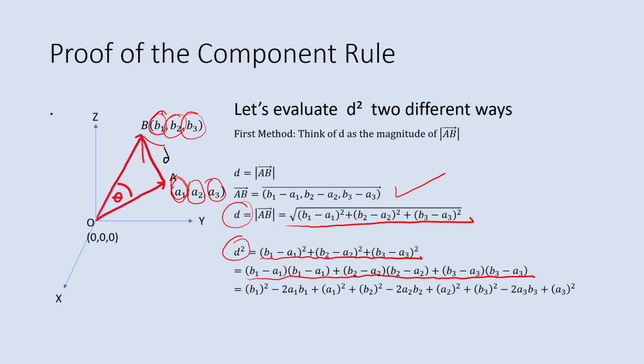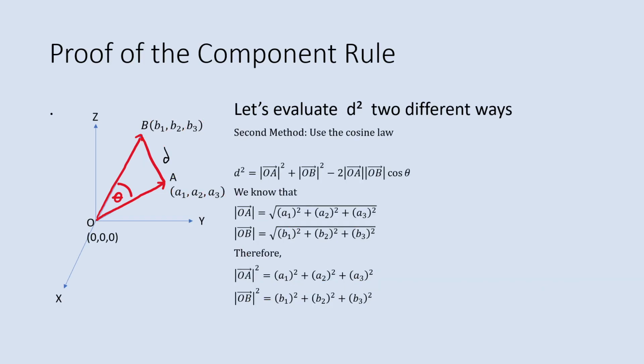Using some fairly simple grade 9 ideas, b1 times b1 will be b1 quantity squared, b1 times negative a1, and negative a1 times b1, collecting those like terms, we'll get minus 2a1 b1, and then negative a1 times negative a1 would be positive a1 squared. A similar process used for the other ones would give you the expression as written at the bottom. So that'll be one of our expressions for d squared.